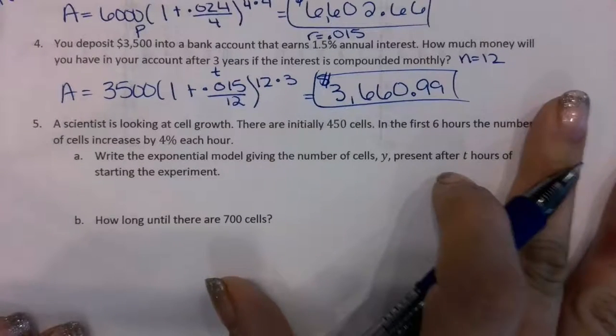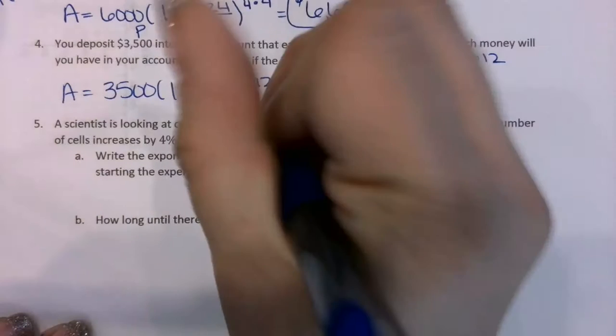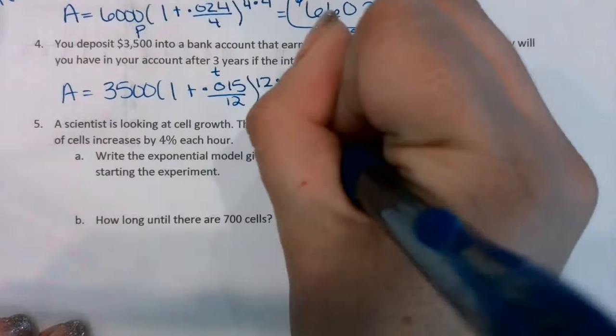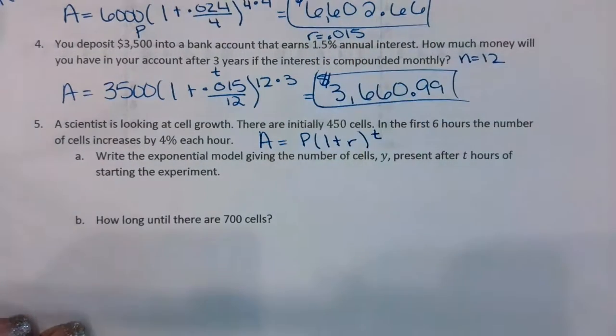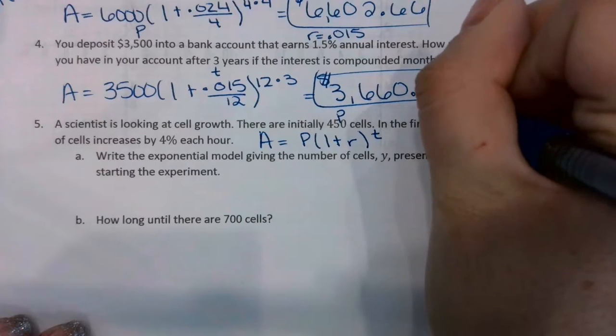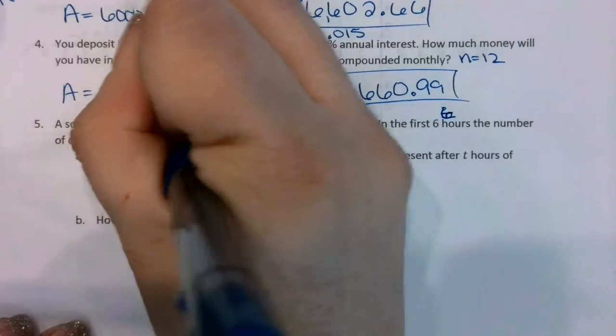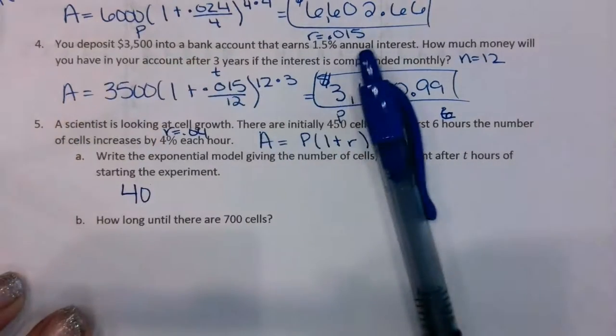Okay, this one is looking at cell growth. It tells me there's 450 cells. In the first 6 hours, the number of cells increases by 4% each hour. This one is P times, or P parentheses 1 plus r to the t, for the formula I want to use. So the amount I start with is 450. 6 is my time. And 4 is my interest rate as a decimal, 0.04. So I have 450.